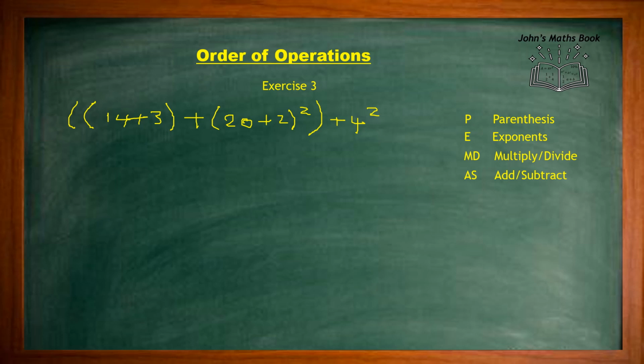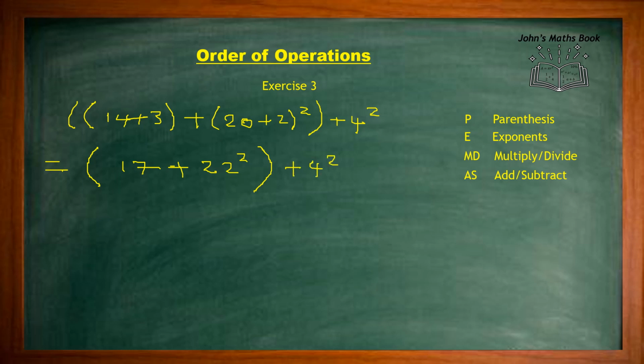So let's see what we got. So order of operations is parentheses. Now we've got 2, so working from left to right, let's do the inner ones first. So if that's our outer one, we have 14 plus 3, which is 17, plus, and then in this bracket we have 20 plus 2. So 20 plus 2 is 22. So we have plus 22, and that's squared. And then we end that bracket, plus 4 squared.